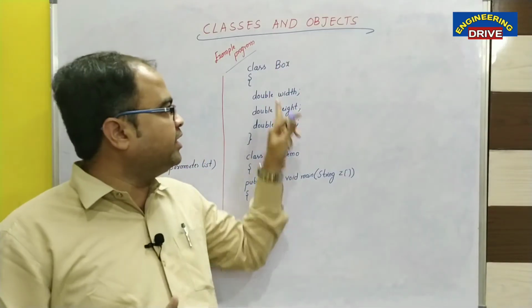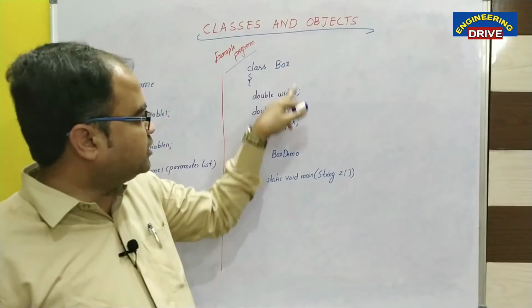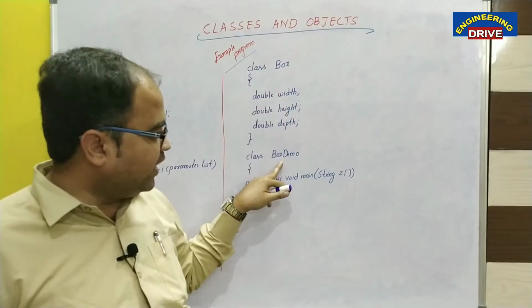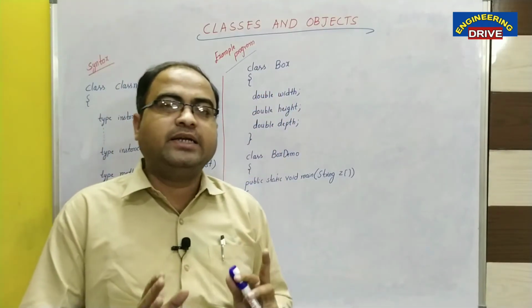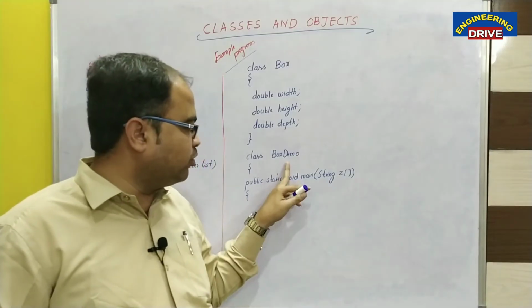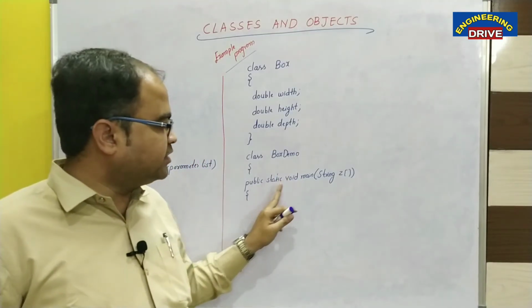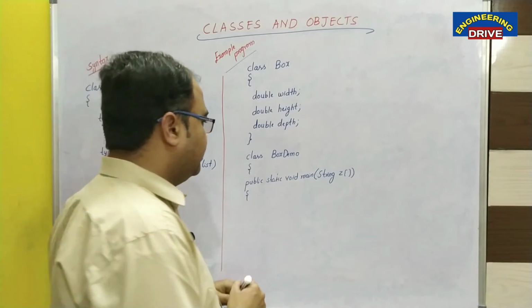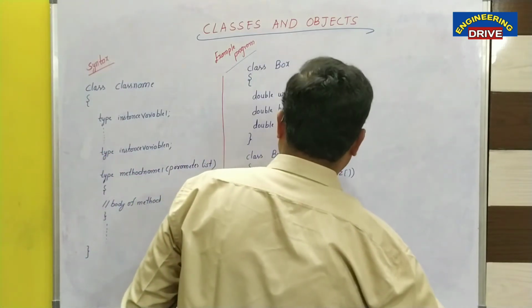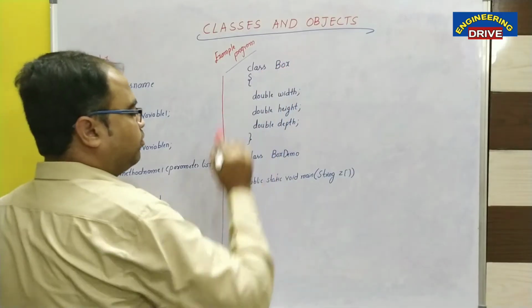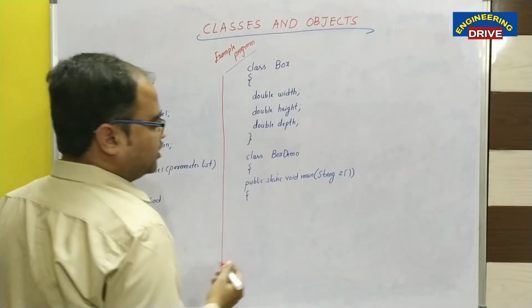As per my requirement, I want to use only one class. That's why I have used only Box. Whereas this BoxDemo is the mandatory class, because only in this BoxDemo class will I be writing my main method. So public static void main I have written. Now I want to create an object for this class. Which class? Box. So how to create an object for this class?